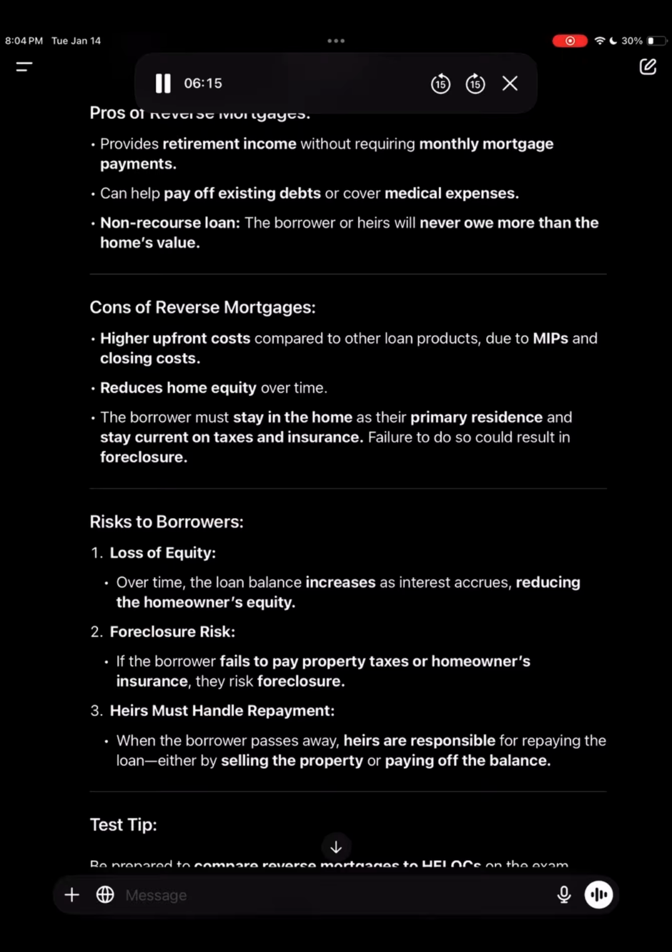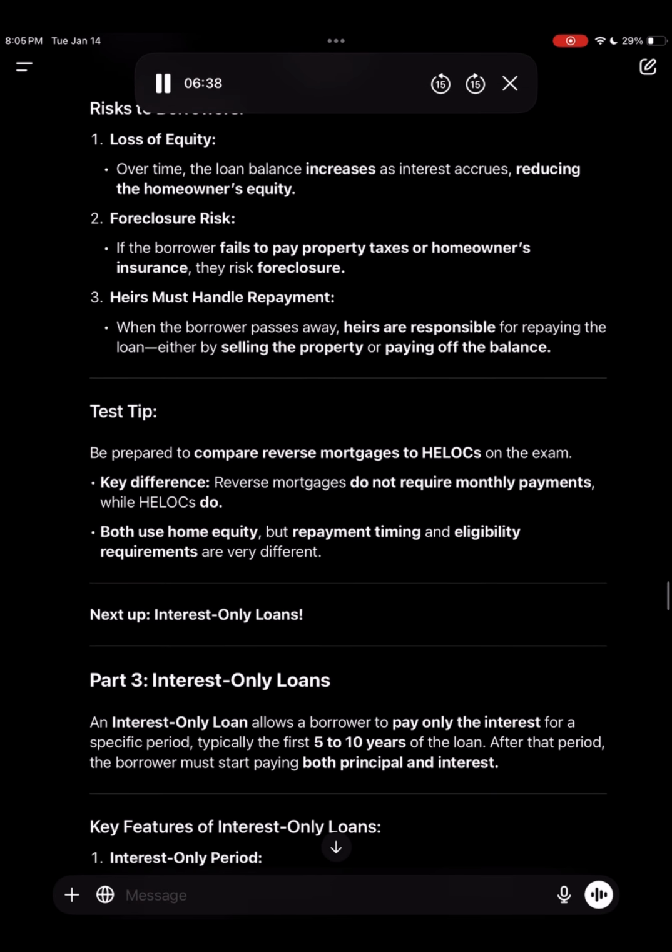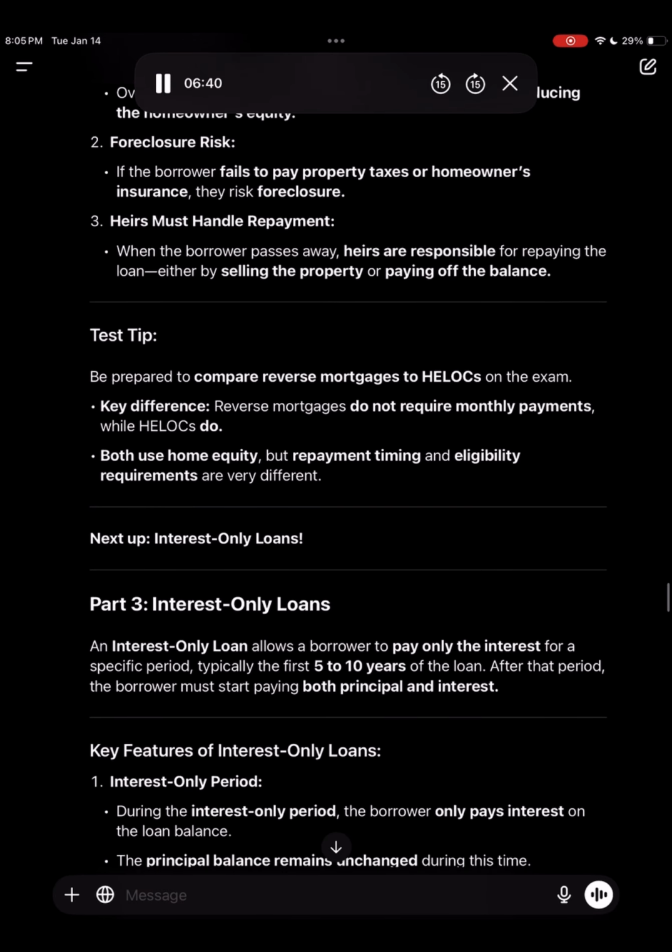Risks to borrowers: 1. Loss of equity. Over time, the loan balance increases as interest accrues, reducing the homeowner's equity. 2. Foreclosure risk. If the borrower fails to pay property taxes or homeowner's insurance, they risk foreclosure. 3. Heirs must handle repayment. When the borrower passes away, heirs are responsible for repaying the loan, either by selling the property or paying off the balance.